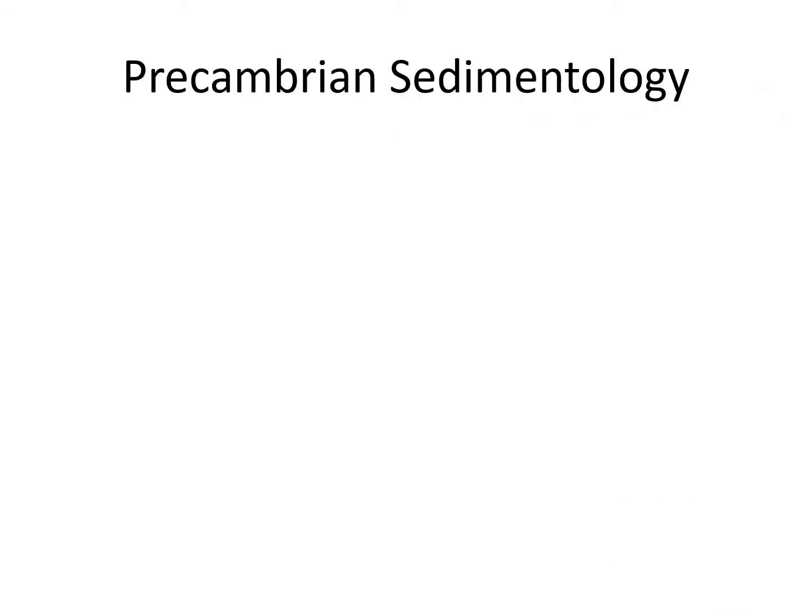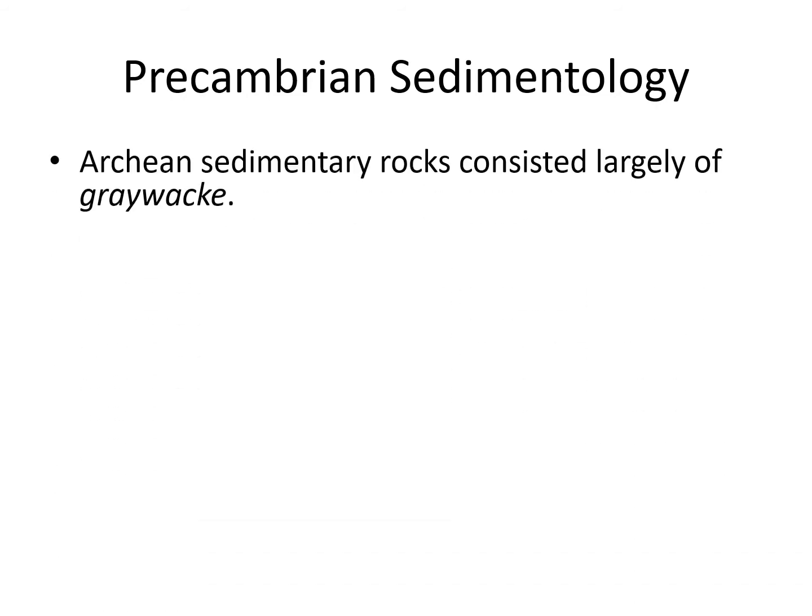So let's talk a little bit about what types of sediments we have associated with the Precambrian. If we go to the Archean, so remember 3.8 to 2.5 billion years ago, most of the sedimentary rocks that we see are things that we can classify as greywackies. Now, I want to be clear that this doesn't say every single type of sediment from the Archean is greywacky. Okay. A majority of it is, though. We have a lot of greywackies from the Archean.